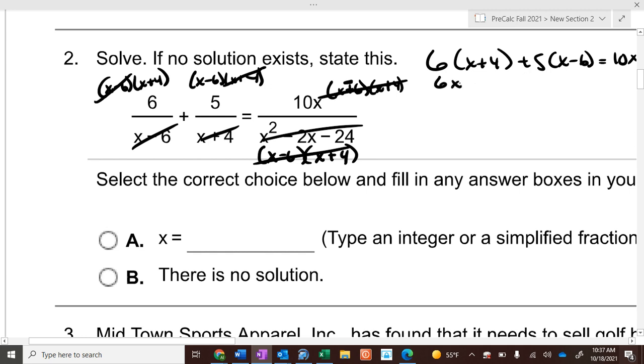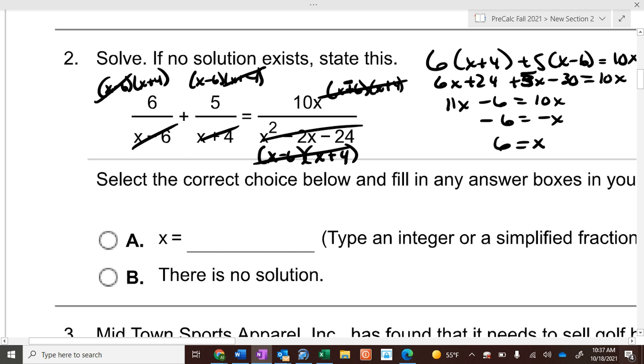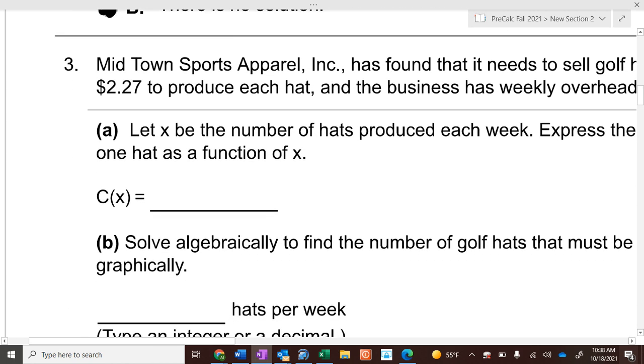If we distribute, we get 6x plus 24 plus 5x minus 30 equals 10x. 6x plus 5x is 11x. 24 minus 30 is minus 6, equals 10x. So if we move the x to the other side, negative 6 equals negative x, so x equals 6. So if we plug in the 6, what do we get? 0 in the denominator. Is there a solution? No, no solution on that. The one solution that we got didn't work.